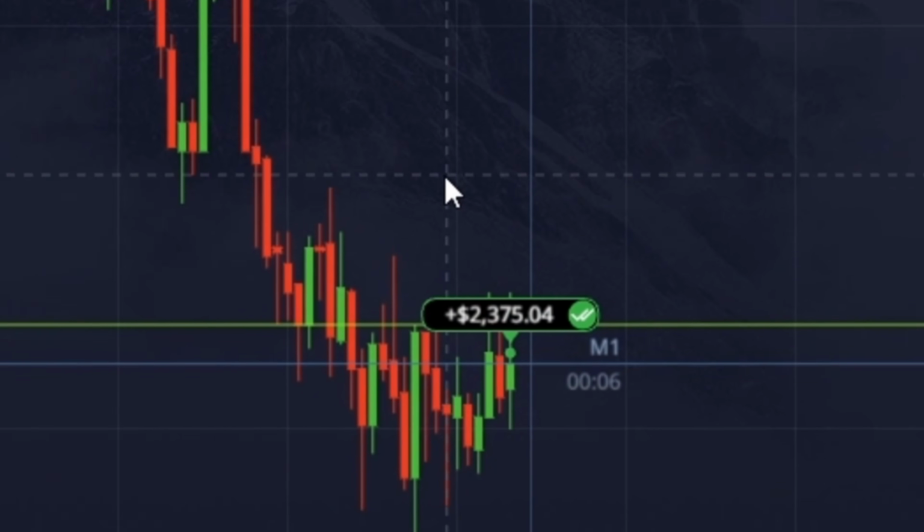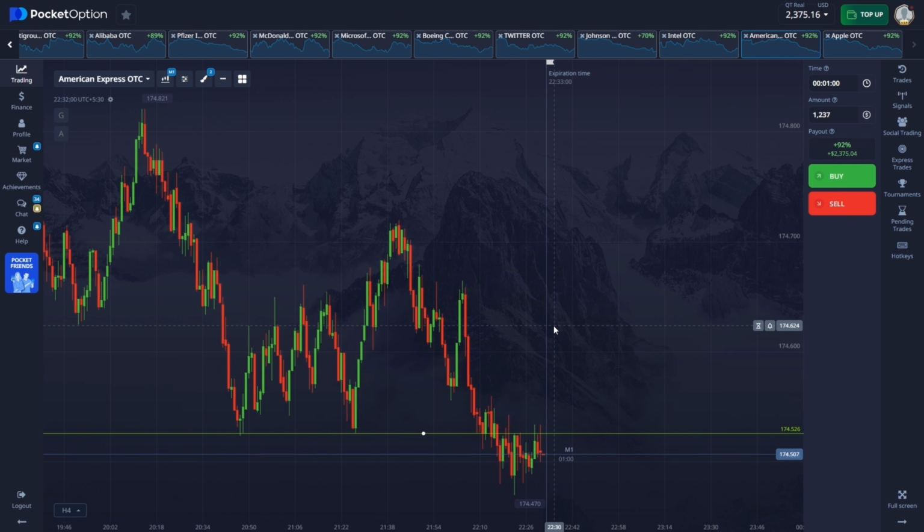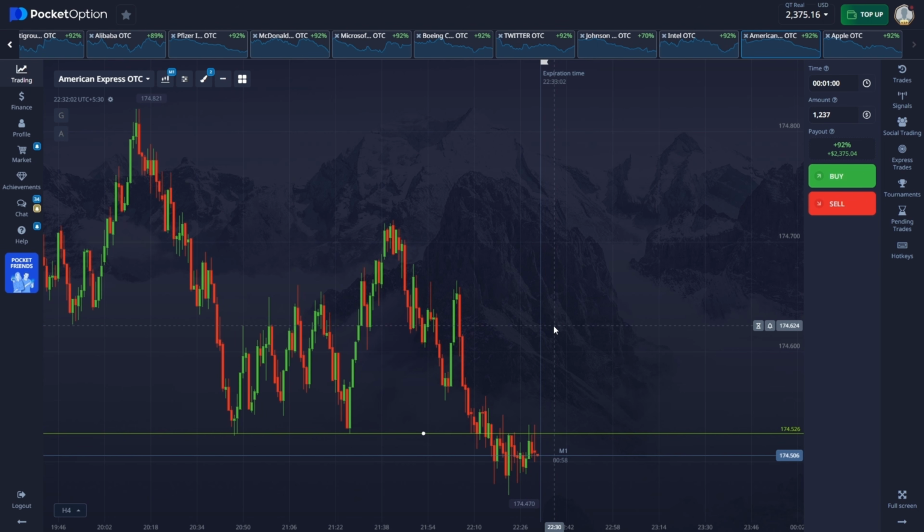I won another trade, so now my balance has turned into $2,375. I hope you guys understand how SNR works and why support and resistance are important for trading.